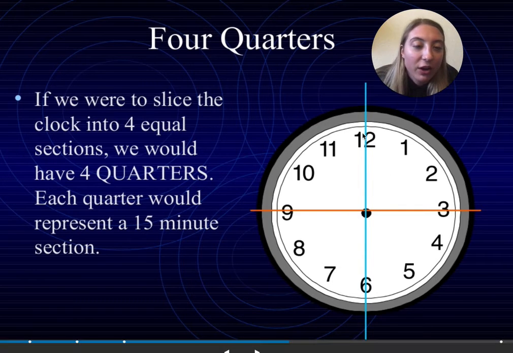So if our minute hand was on the 3, we know that's 15. If it goes from here to here, that's 15. Here to here, that's 15. 6 to 9, 15 minutes, and then 9 to 12, 15 minutes. So if we know that our minute hand is on the 6, we can count by 15s, 15, 30. So it'd be 30 minutes. And we'll go over that in just a minute.